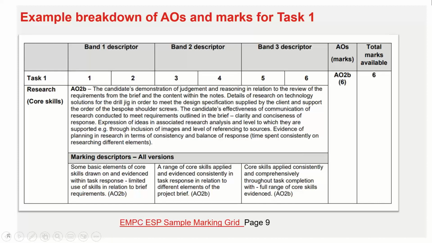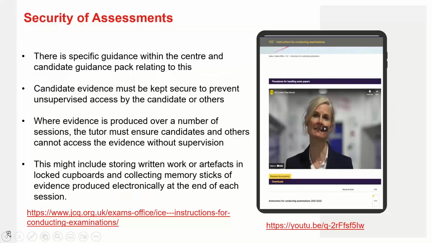This is AO2B, which, as we know, is the research for the core. Quite a breakdown on this, really. So you can see it's got AO2B, the core skills. It's the indicative content there again, and the marking descriptors within that as well. So you can just take that at your leisure. It is just a case of information only there.